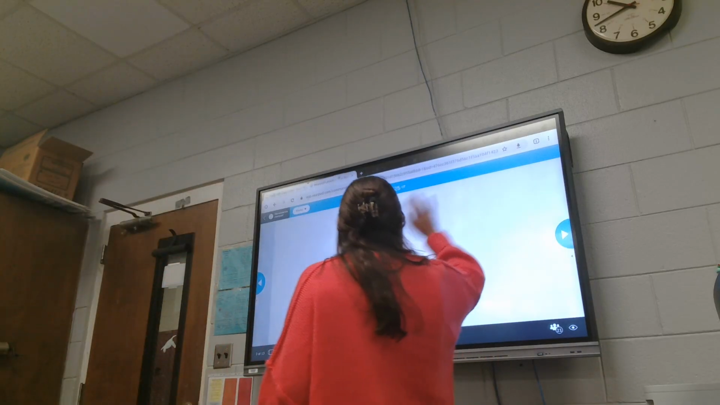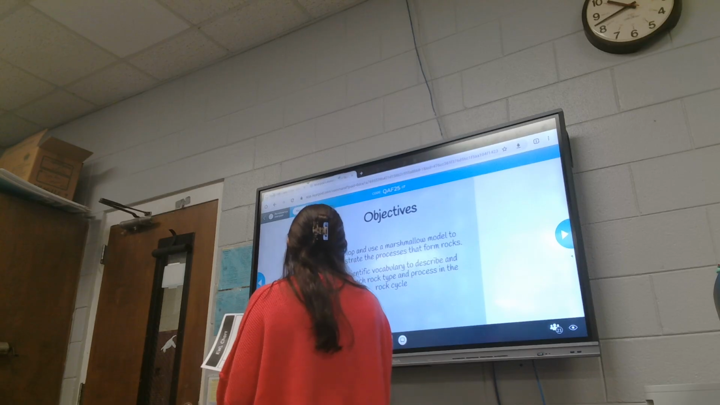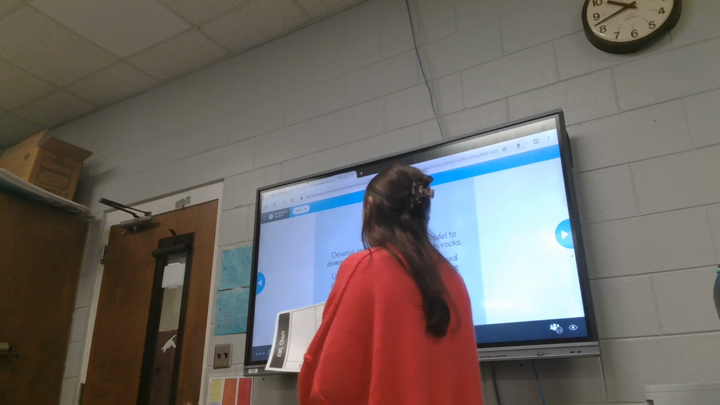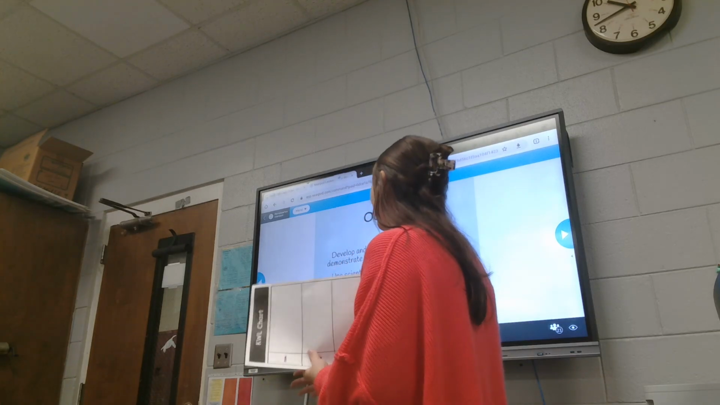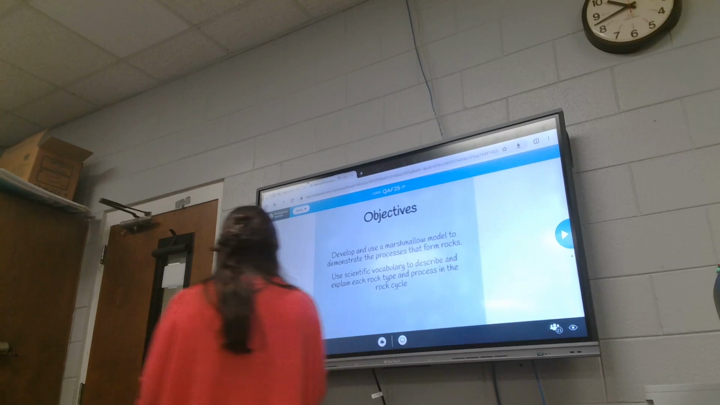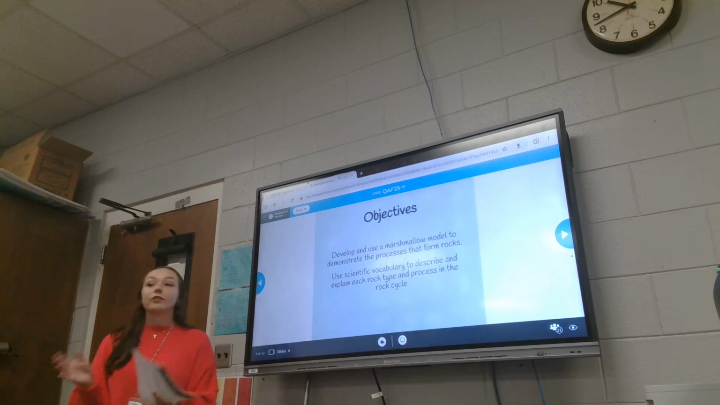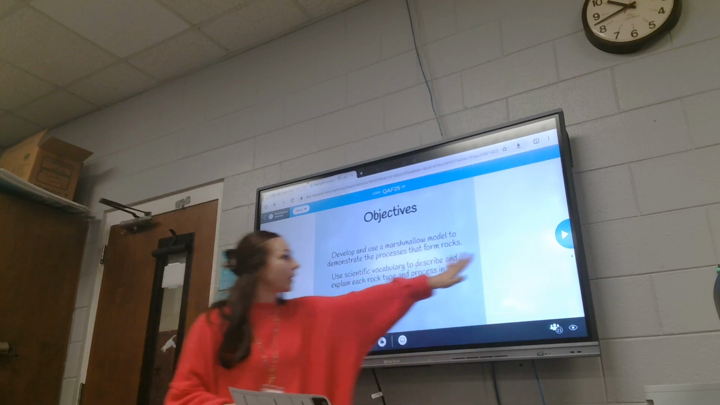So our objectives are we are going to develop and use a marshmallow model to demonstrate the process that form rocks. And then we are going to use scientific vocabulary to describe and explain each rock type and the process in the rock cycle. Okay.